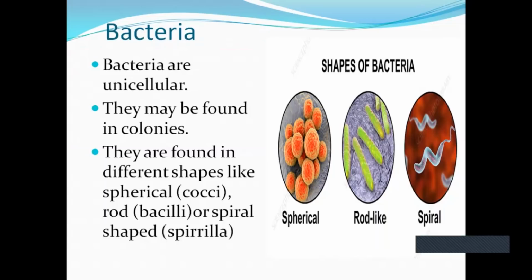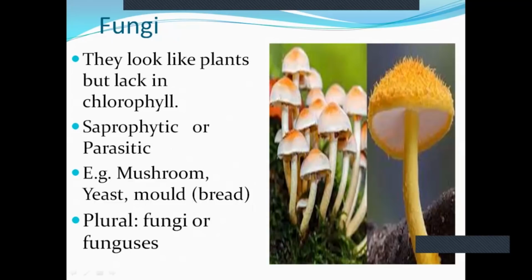Now, bacteria are unicellular. You all know unicellular, multicellular, single cell, unicellular. They are found in colonies. Means single cell of bacteria is not found. They are in groups, that is in colonies. They are found in different shapes, and according to their shapes, they have different names. Like, if they are spherical, they are called spherical bacteria, or cocci. If they are rod shaped, they are called rod bacteria, or bacilli. Now, spiral, if you see the shape, it's like a spiral, and so it's called spiral also. So these are the bacteria, right? Now, I have shared the picture also of spherical. Can you see all these shapes?